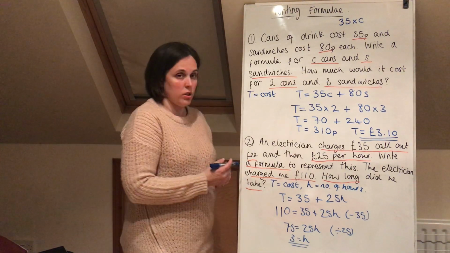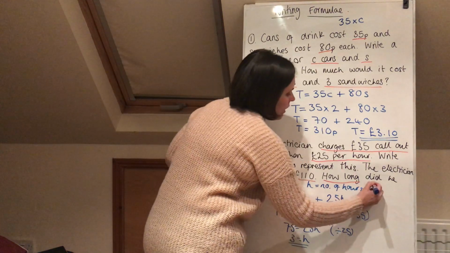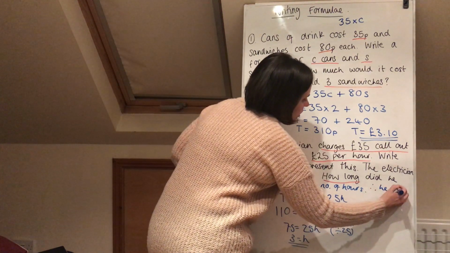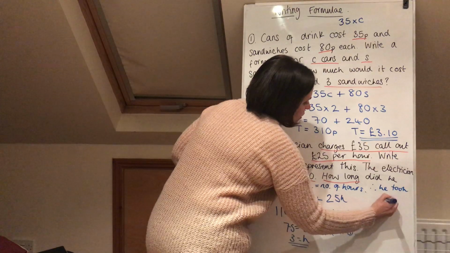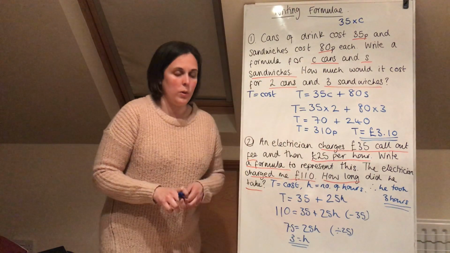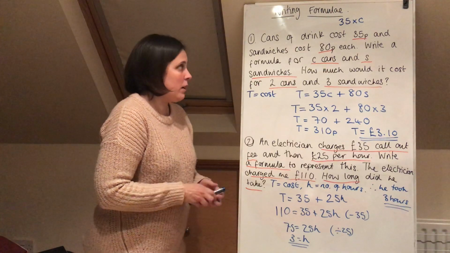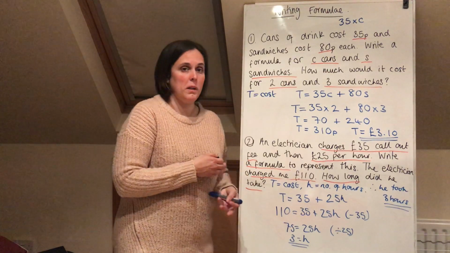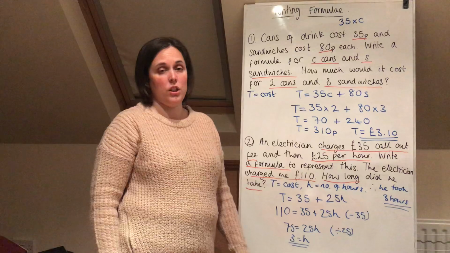But I think it's always good to finish off with a sentence, so we should write, therefore he took 3 hours, and that's how you should finish off a question like this. So there we have it. That's how to create your own formula and then how to substitute in and use that formula.